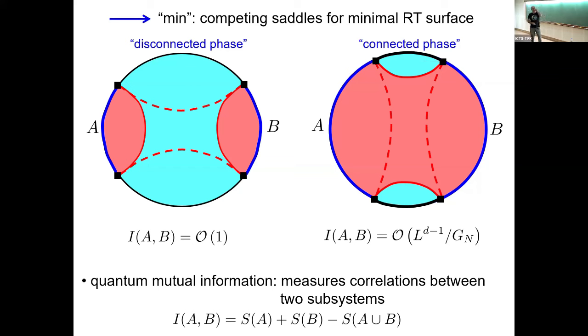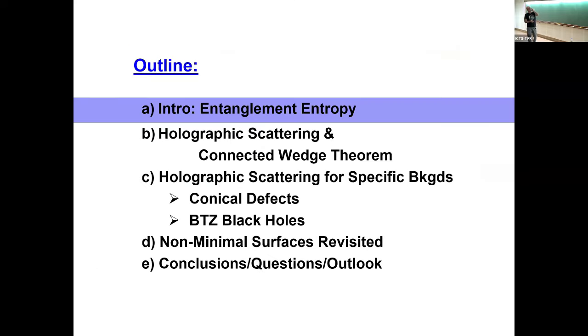So that's my lightning review of holographic entanglement entropy, and I've put an outline here just to give you an idea of where I'm going, because there are many different steps. Next I'm going to introduce the idea of holographic scattering and the so-called connected wedge theorem.